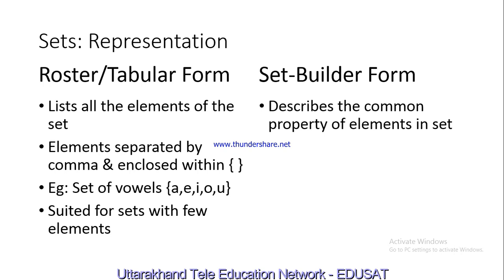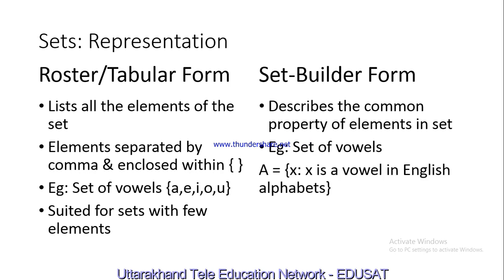Now what is the set builder form? It basically describes the common property of elements in a set. So it does not list down all the elements of the set, which was the case with the roster or the tabular form. Rather, it describes one property which is common to all the elements in the set. Let's take an example. Set of vowels. How do we represent it in the set builder form?